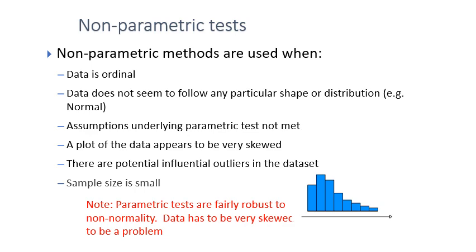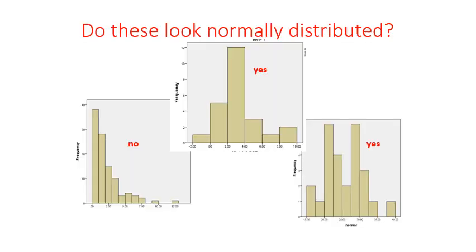Parametric tests are fairly robust to non-normality. The data has to be quite skewed to be a problem for the distribution. So for normally distributed data, if you look at this one, only the first one and this one with a yes are looking normal, while the other is skewed.